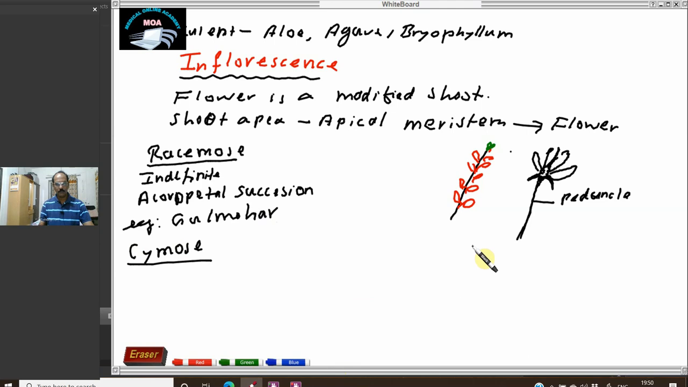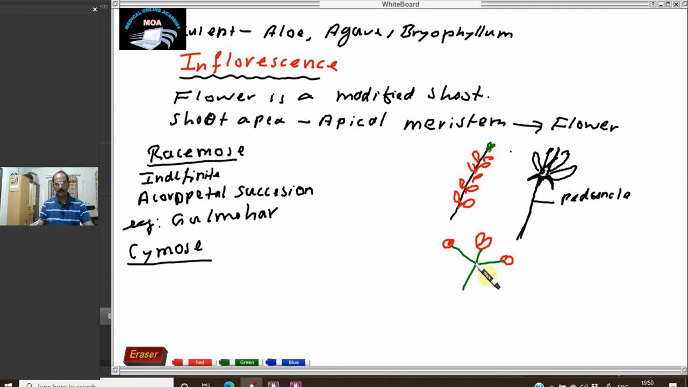In the case of the cymose inflorescence, the peduncle ends in a flower. See, this is the peduncle, and this peduncle ends in a flower. It will end in a flower, and the next flower is produced at the base of that. See here, it is producing a new flower. So this also produces a branch, that is the peduncle. This also ends in a flower. So each and every time the peduncle ends in a flower. So you can see the oldest flower at the apex and the younger flowers below that. So this type of arrangement is known as the basipetal arrangement.